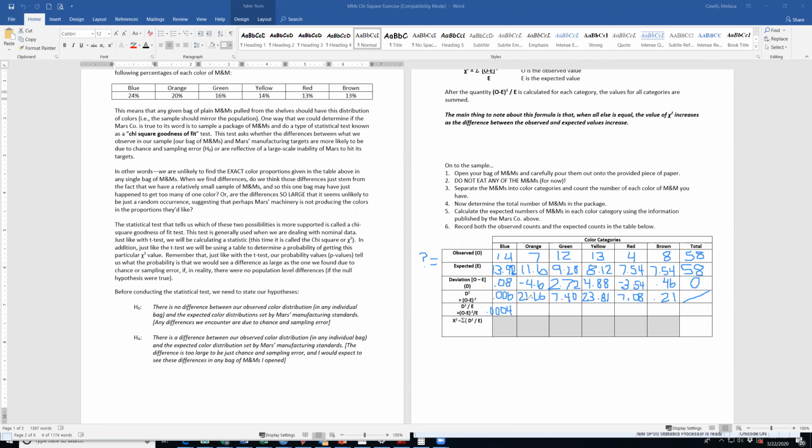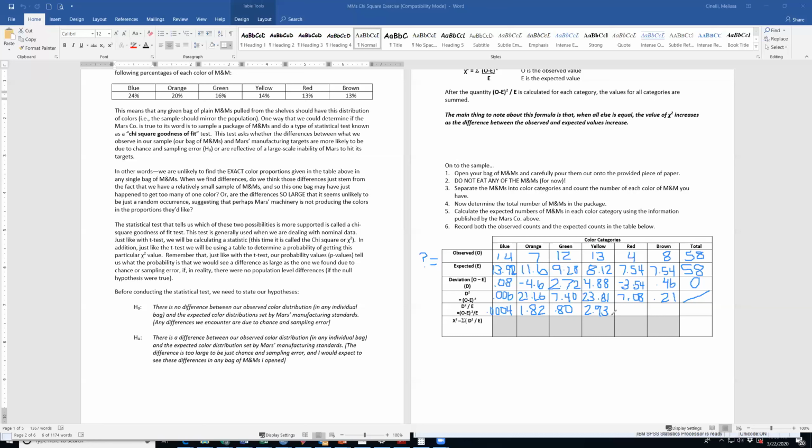0.0004. All right, 21.16 divided by 11.6 is 1.82. All right, and we're going to continue this across the row. 7.4 divided by 9.28 is 0.80. 23.81 divided by 8.12 is 2.93.